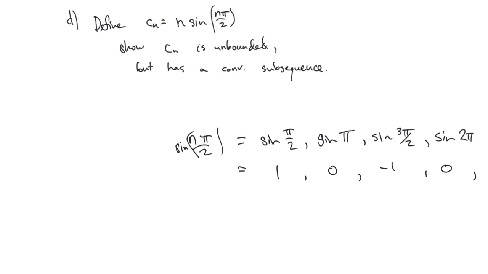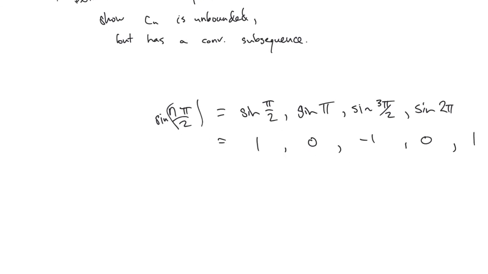Does that help? It shows Cn is unbounded but has a convergent subsequence. Well, first of all, can we find a convergent subsequence? Yeah, just the zeros. Remember, this is not the sequence that we are talking about. We're talking about n times that. Our sequence is n times that stuff. But because there are zeros in there, those are still going to be zeros after you multiply by n, and so that will still work as a subsequence.